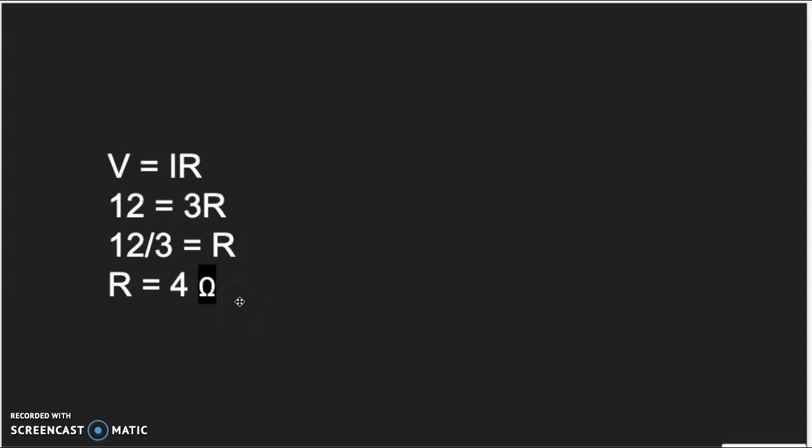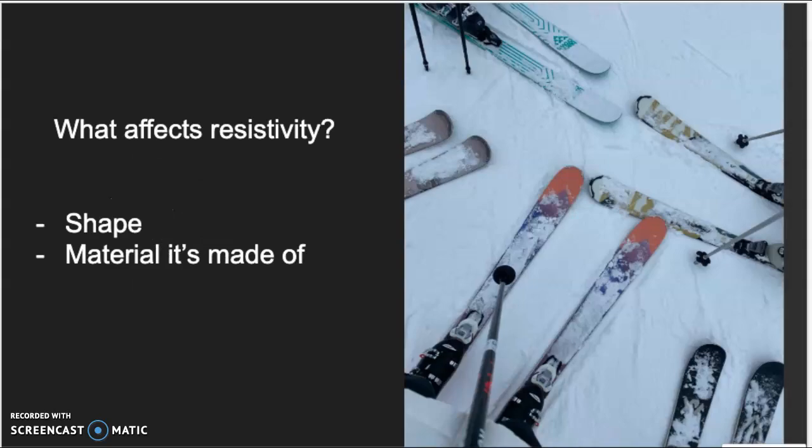So that's a pretty basic problem, but we can make it more complicated as circuits get bigger, but this is always going to be the underlying principle of it. There are a couple of factors that will affect your resistivity. That can be the shape of the wire or whatever conductor you have, and also the material it's made of. So for example, in our skiing example, different skis will have slightly different resistances depending on what they're made of and what shape they are. And that will affect how fast people go and the kind of control that you have while you're skiing.